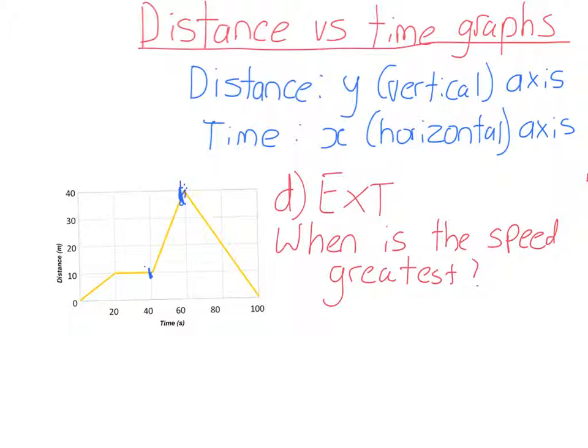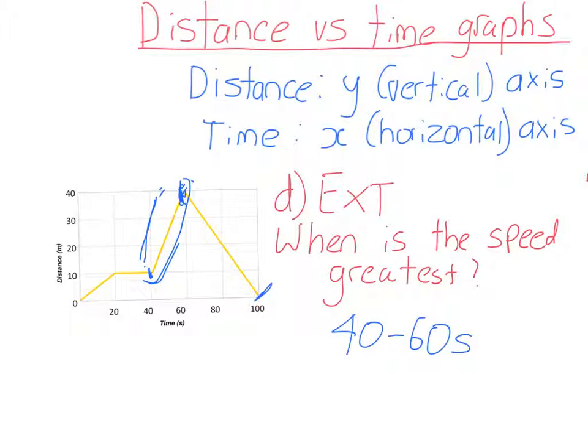From this point here, again, to this point here, he's travelled 40 metres, but in 40 seconds, okay? If you look at this area here that I'm circling, the speed here is greatest because he has travelled quite a long distance in a very short space of time. So between 40 and 60 seconds, he's actually travelled at a constant speed, and that's where it's the greatest. How do you know? You look at the slope of the line. The steeper the line, the higher the gradient, which means the greater the speed in this context.